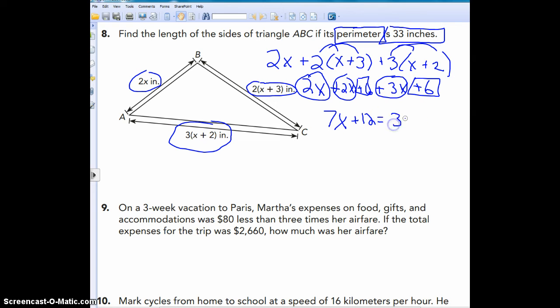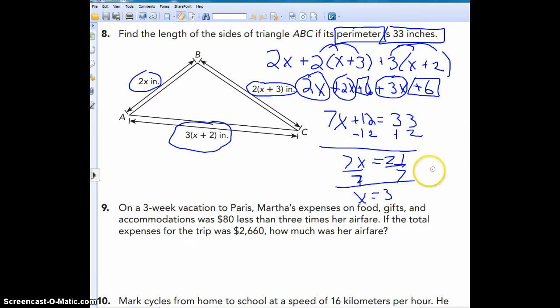I know when I add those three sides together, they should come out to be 33. And I solve like normal. Subtract 12 from both sides, I get 7x equals 21. Divide both sides by 7. And I get x equals 3. Now we have to be careful here because they didn't ask me to solve for x, but that's definitely something I needed to do before I could do what they asked me to, which was to find the side lengths.